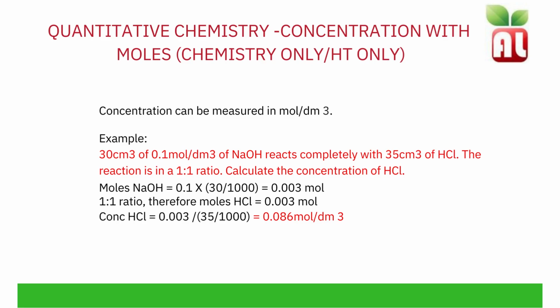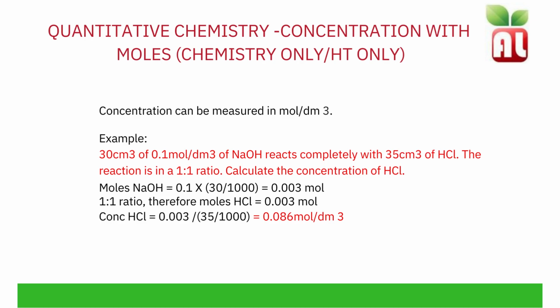Concentration in moles per decimeter cubed. Mole per decimeter cubed concentration can be calculated by doing the number of moles of substance divided by the volume in decimeters cubed. We recall the conversion of centimetres cubed to decimeters cubed by dividing your centimetre cubed volume by 1000. 1 decimetre cubed is equal to 1000 centimetres cubed.